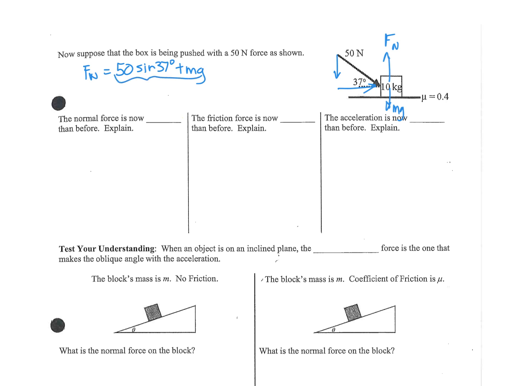Now, if you look at the left, this time it's mg plus. So the normal force is now more, okay? Because the normal force opposes both the push, and this is the downward part, and mg.